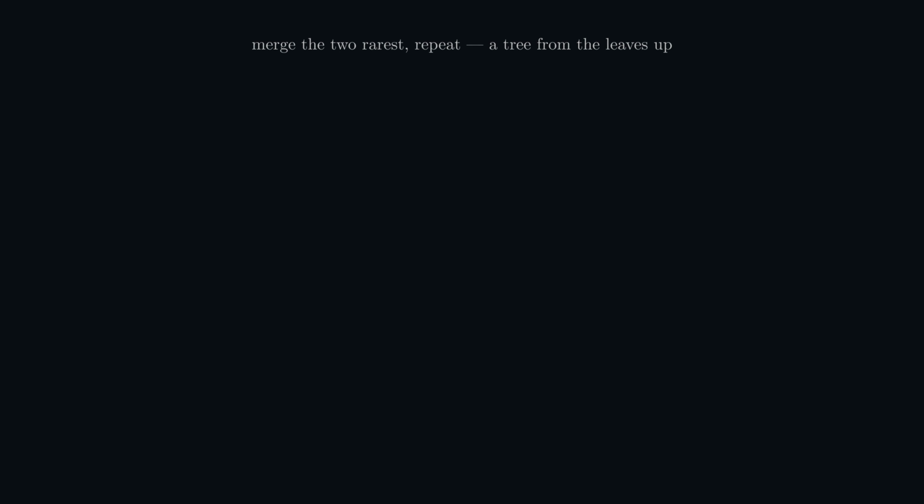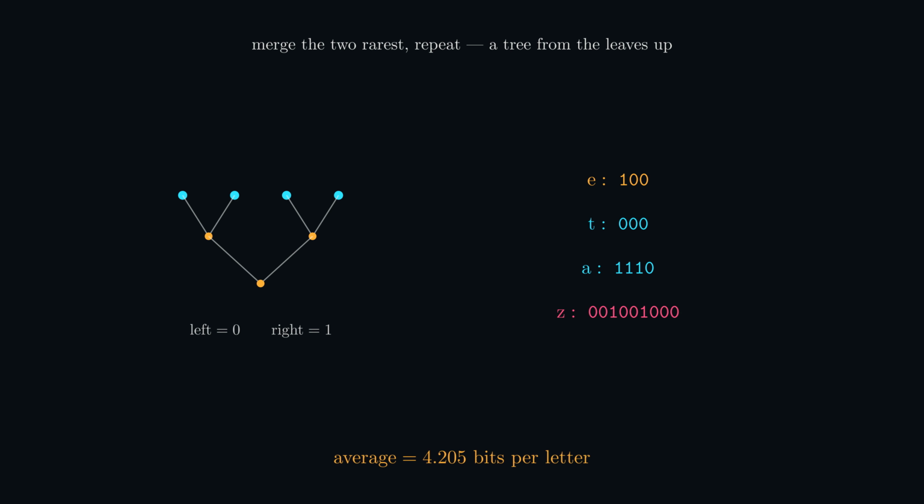The squeezing machine, Huffman's code. The idea is a tournament in reverse. Repeatedly merge the 2 rarest symbols into one, building a tree from the leaves up. Read each letter's path, left 0, right 1, and rare letters get long codes, common letters short ones.